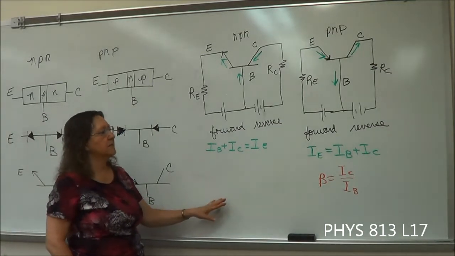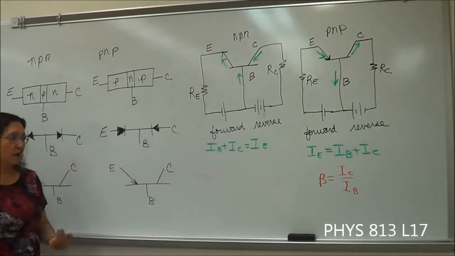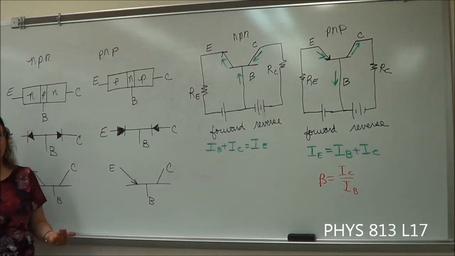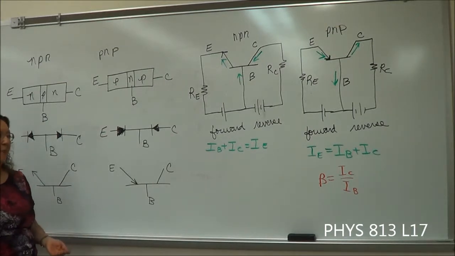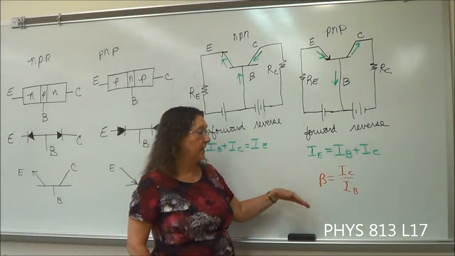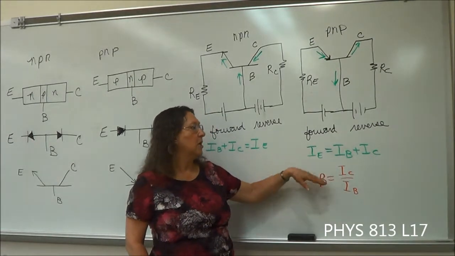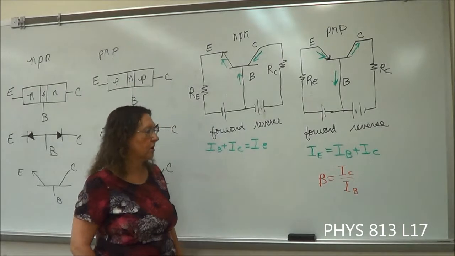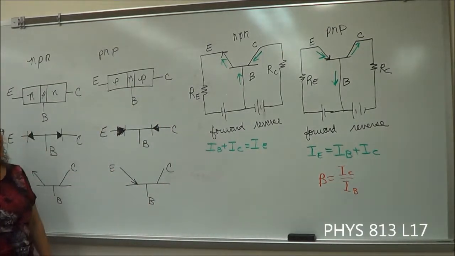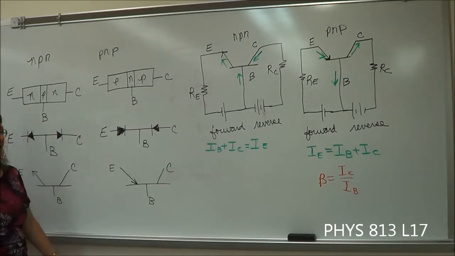So it's not that this beta is going to be an exact number all the time. It's not even that you necessarily want an exact beta. But the idea is it's going to be fairly large, and the result is that if you can control the base current, you can get a lot of collector current out. And so you're amplifying what you put in, and that's, excuse me, that's the whole idea.